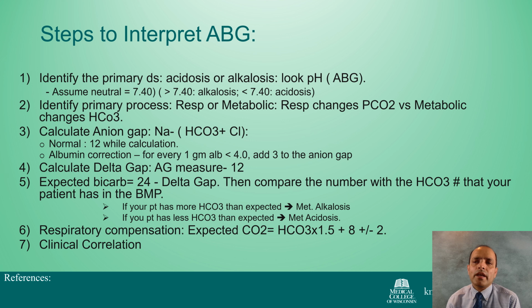Then you calculate the anion gap. How do you calculate the anion gap? You first add bicarbonate with chloride and you subtract that number from sodium. Normal anion gap is 12.